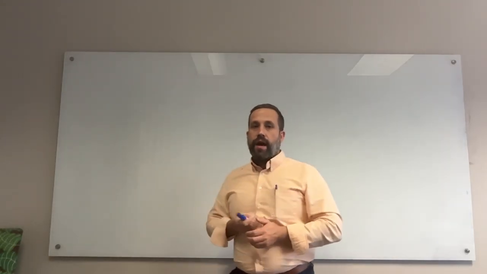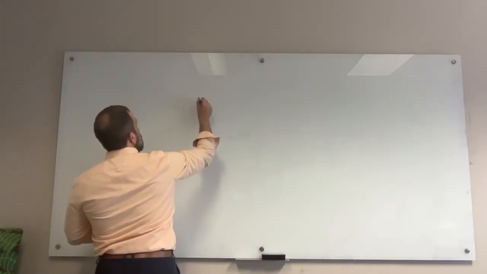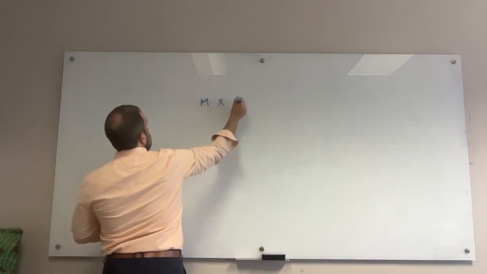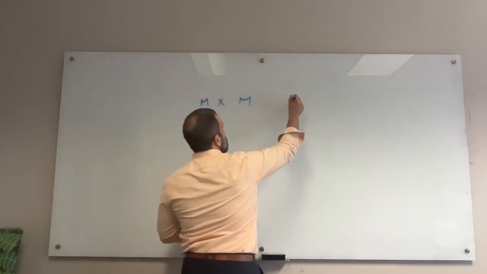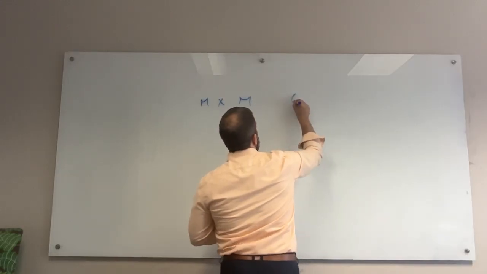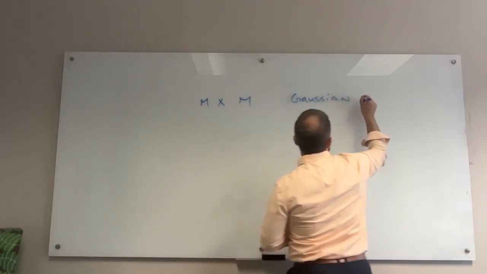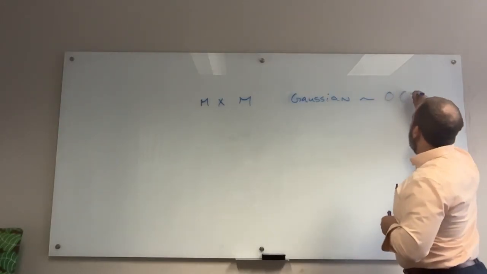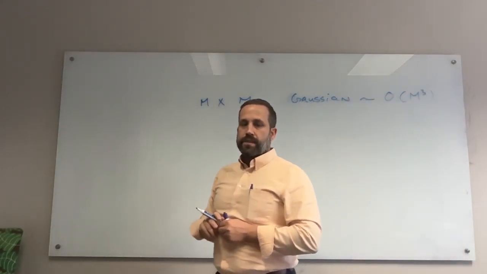Now, why do we care about this? I'm just going to briefly explain why we care about some of these things. If you have a large system of equations that we want to solve, and the only thing that we know about our matrix is that it is an M by M matrix, then standard Gaussian elimination and its other variants take roughly O(M cubed) operations.